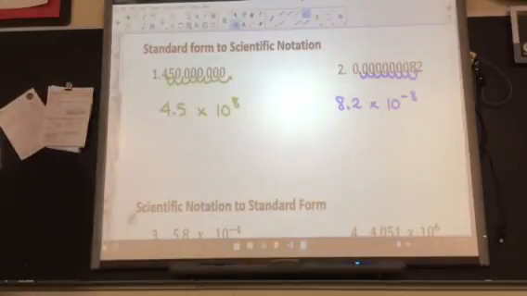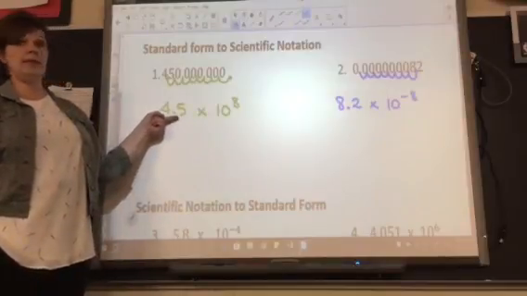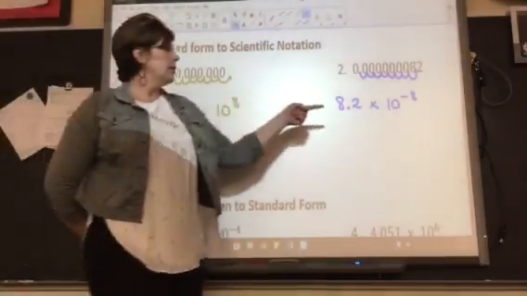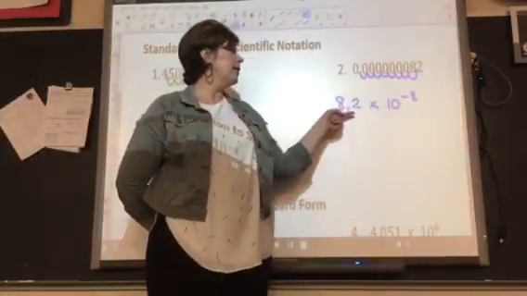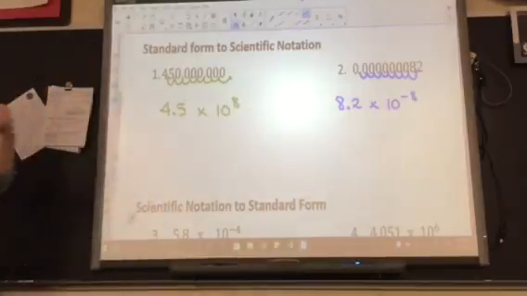Okay? So looking at a number, because this is a positive exponent, I know that in standard form this is going to be bigger. Because this is a negative exponent, when I write this in standard form, it's going to be smaller. Does that make sense? How that works?